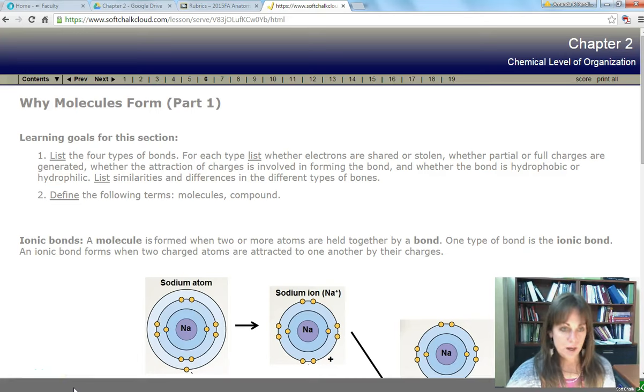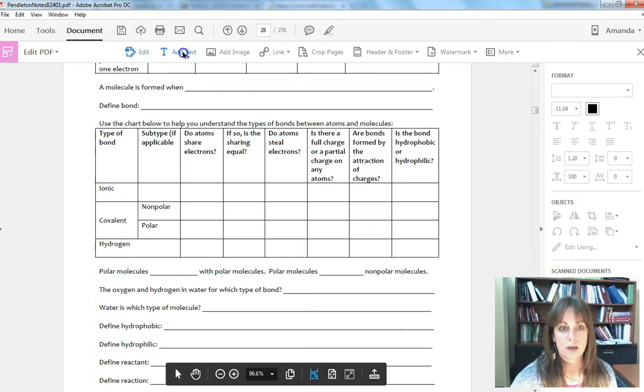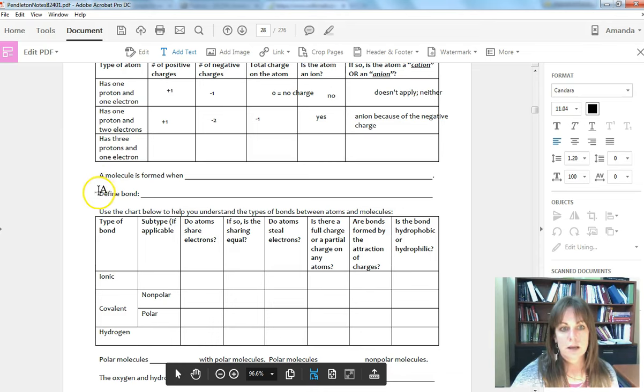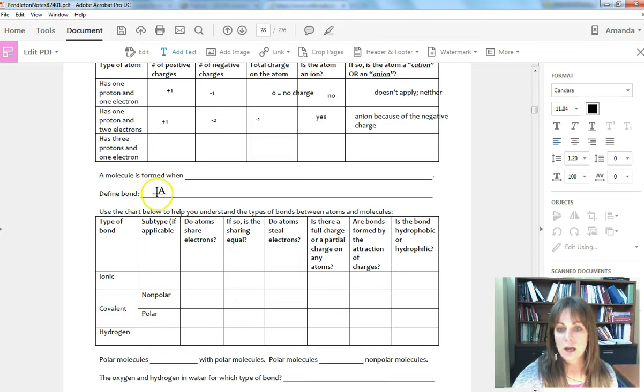Okay, so now that we've talked about ions, atoms, and electrons, we're going to build upon this concept even more and talk about molecules. These are our learning goals here, and I want to define a couple of terms first. Here on your note sheets, it asks you first to define a bond.